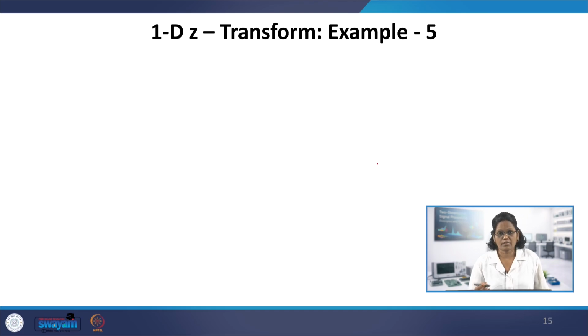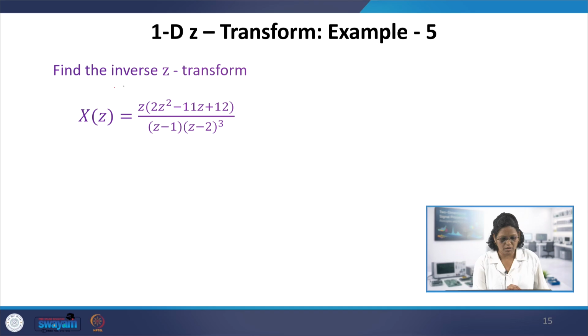Let us take another example of an inverse Z transform, where x of z is given as 2 z square minus 11 z plus 12 by z minus 1 times z minus 2 the whole cube. These Z transform representations are used in FIR and IIR filter structures when we give the transfer function of the filter structure in 1D, and similarly the 2D Z transform is also used in that case. So we represent the transfer function of the filter structures in this way.